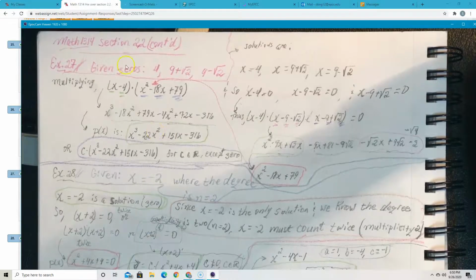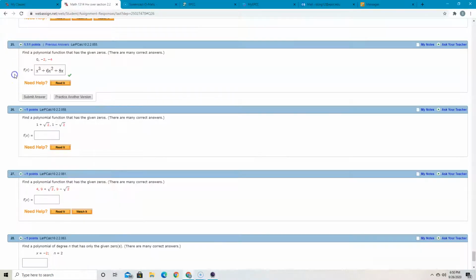Okay, so here's 27. Given the zeros are 4, 9 plus square root of 2, 9 minus the square root of 2. So I didn't write as many comments as I did on the first problem, which was 25 at the end of the last video, this one. And I had more comments there, and I'm not writing all the comments down because we're just going to repeat this process.